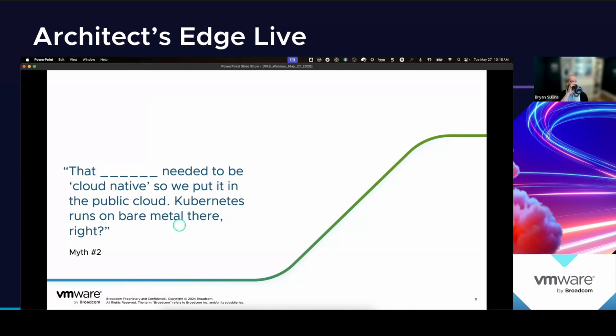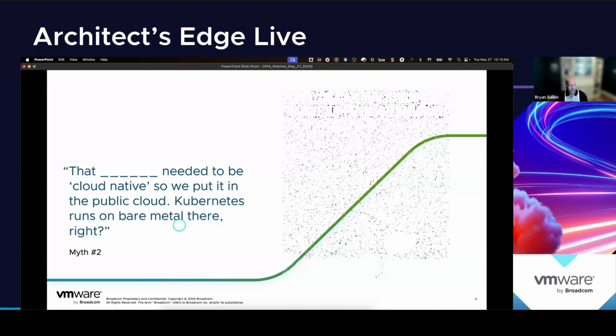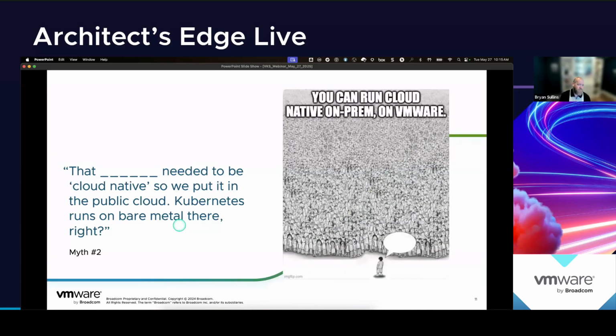So, myth number 2, and I've sat across from people who should actually even know better, where they use the phrase that workload fill-in-the-blank needed to be cloud native, so we put it in the public cloud. Kubernetes runs on bare metal there, right? These are things that were actually said to my face, and this is a bold opinion that I'll stand behind.